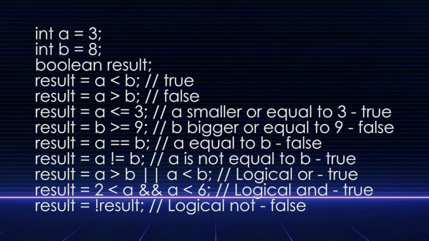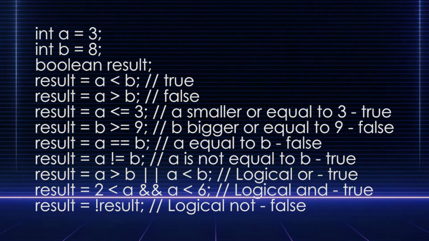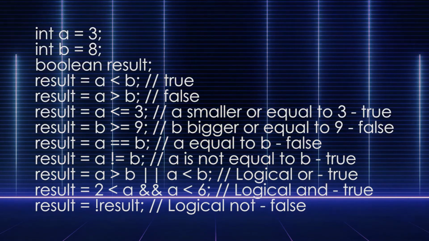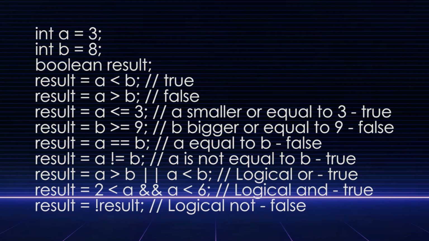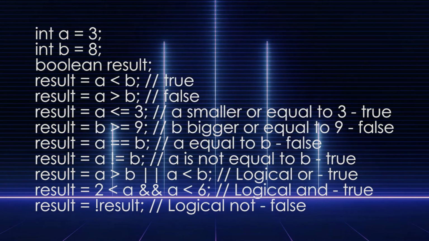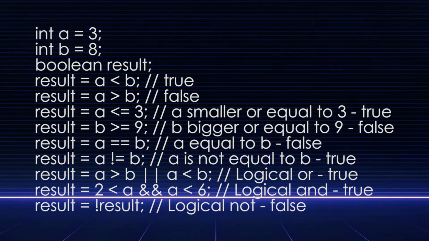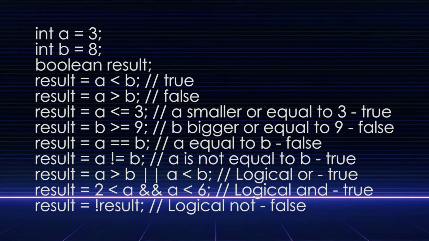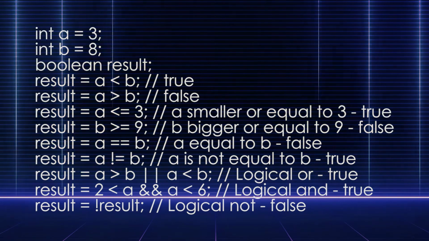You also can have an operator to see if the two are equal. So a equals equals b is also false because 3 is not equal to 8. You can also add an exclamation point in front of an equal sign, and this means not equal because the exclamation point stands for the not operator. So a is not equal to b is true because 3 is not equal to 8.